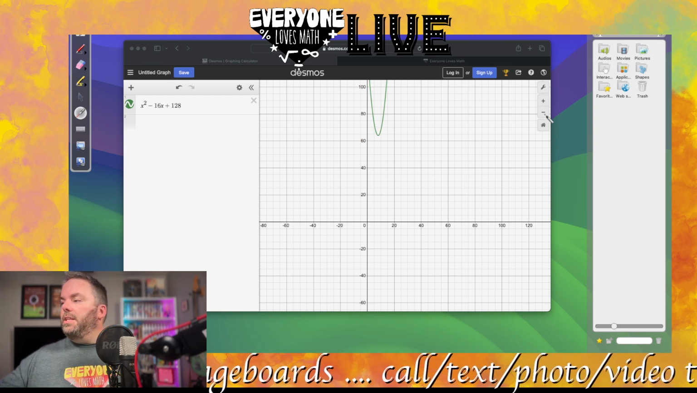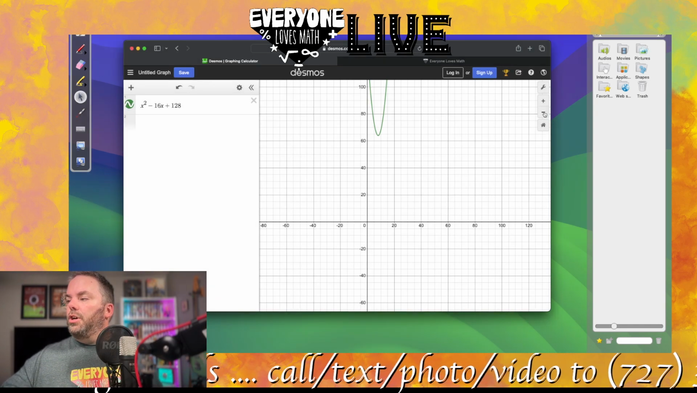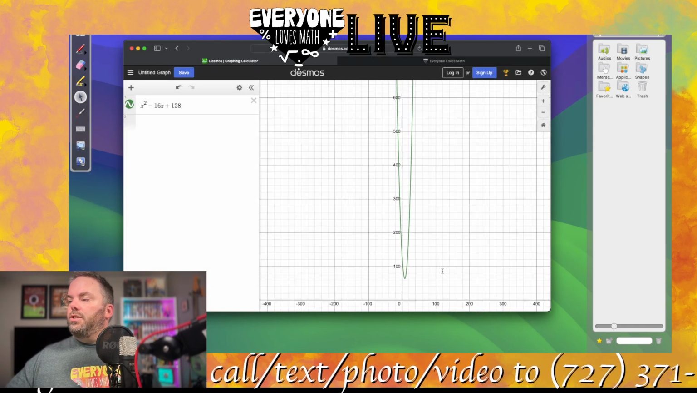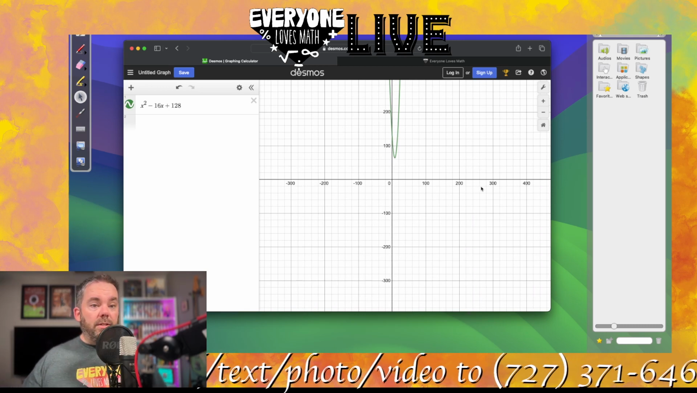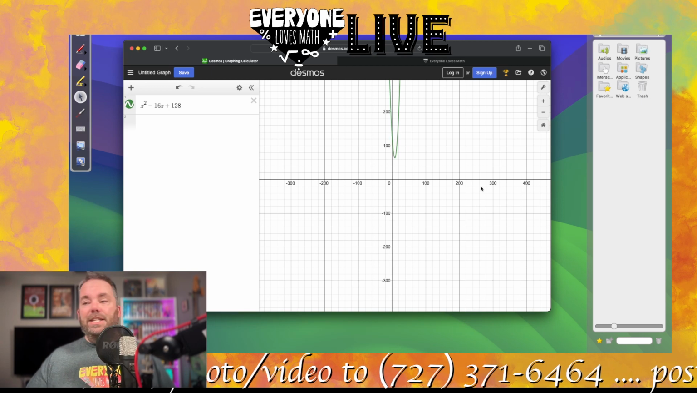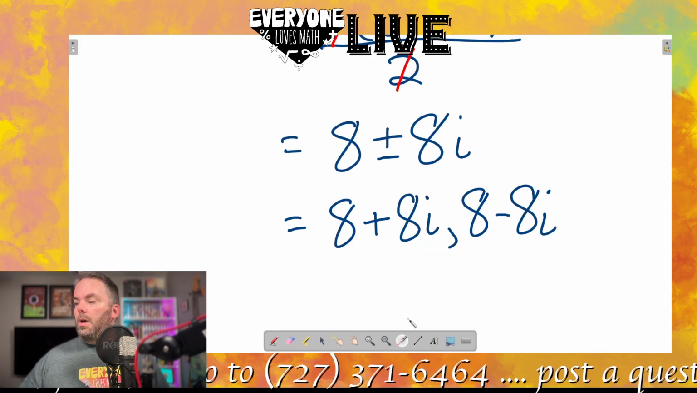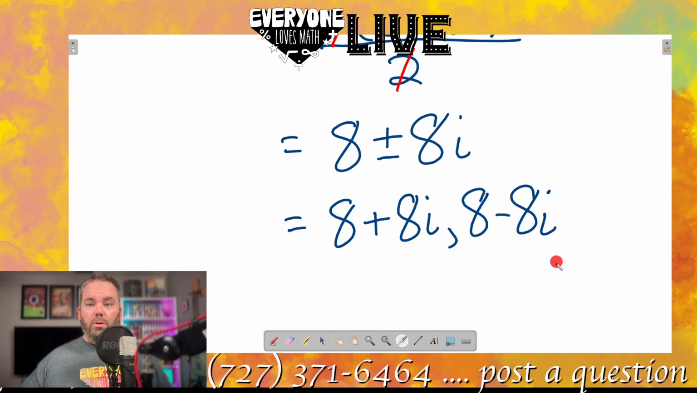You can tell by this graph, and of course we can zoom out some more if we want to be absolutely sure, that this function never touches the x-axis. So this function has no real zeros. That's why its only zeros are complex. They don't show up on the graph.